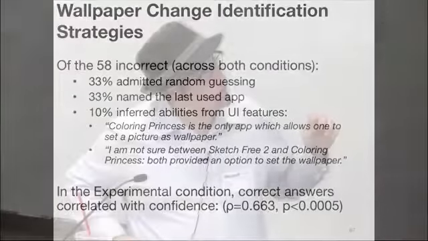And so of the incorrect ones, again, it came down to random guessing, looking at the last used app. And again, there was this phenomenon where they're inferring abilities based on the UI features available. So some of them said, a particular app, they saw the option to set wallpaper. They didn't notice this in the other apps, so therefore it must be this app. And again, confidence correlated with correctness.